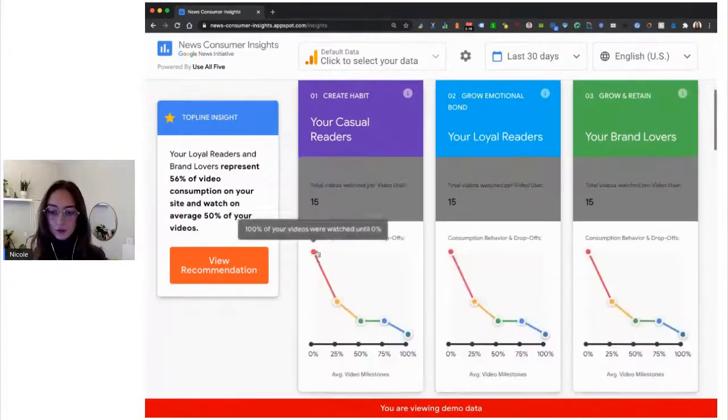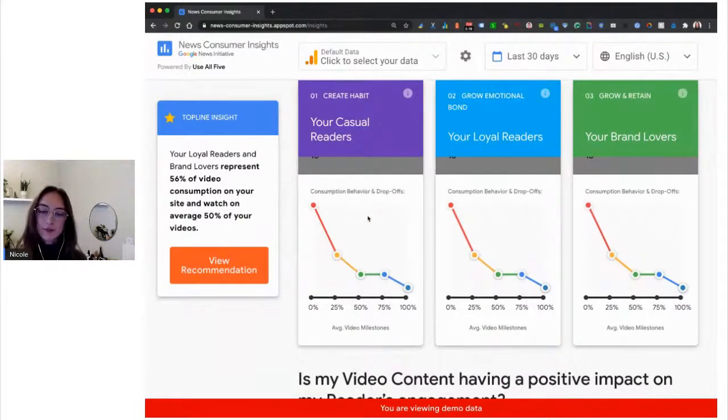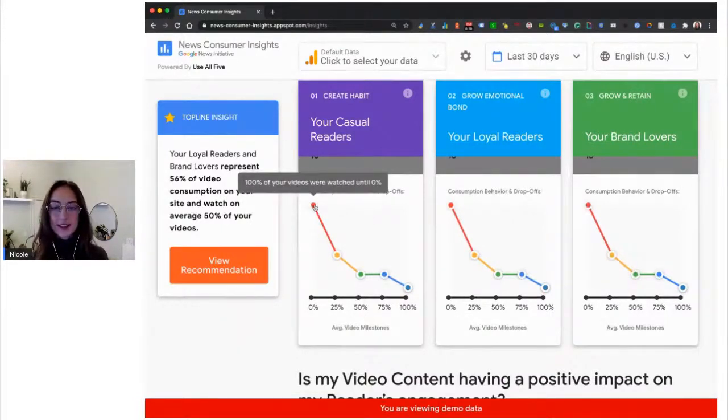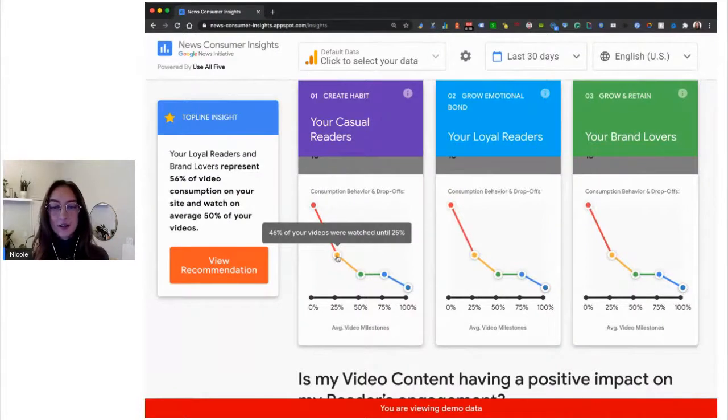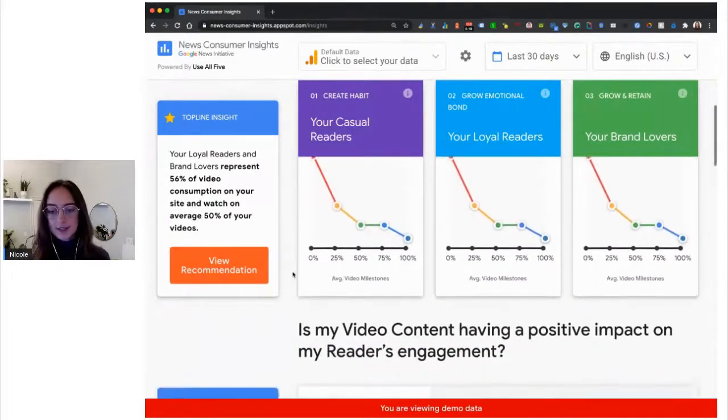If you continue to scroll down, we'll actually also show consumption behavior and drop off. And so what this will show is where exactly your video potentially dropped off, how well your users were engaged throughout that video, and then, of course, throughout each segment of your audiences. And so 40% of your videos were watched until 25%. It's something to keep in mind, of course, as we think about those mid-roll ads or end of video ads. And so something to keep in mind as you're understanding your audience segments.